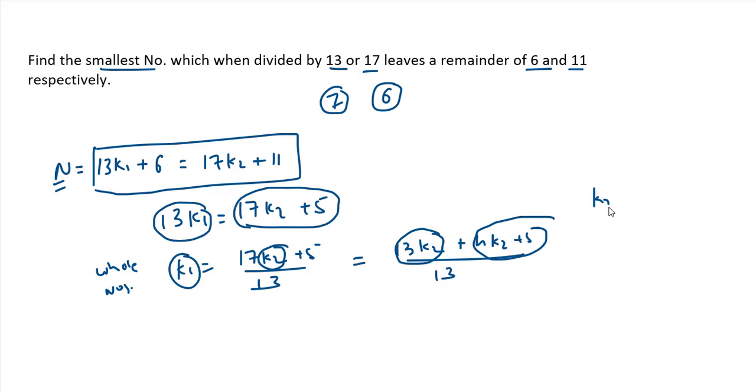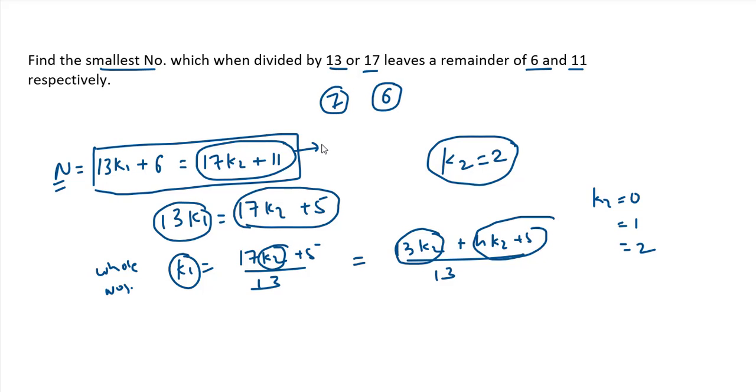So if we take k2 as 0, we'll get 5 by 13. We'll get this value as equal to 5, which is not divisible by 13. If we take k2 as 1, it will become 4 plus 5, which is 9, again not divisible. If we take k2 as 2, it will become 4 times 2 is 8, plus 5, which is 13. Hence it is divisible by 13. So from here we have found out the value of k2 as 2. Now we can just simply substitute this value of k2 in this equation and we'll get our answer.